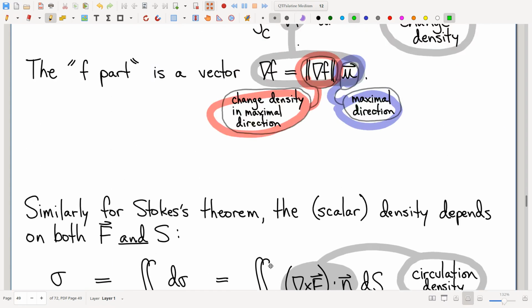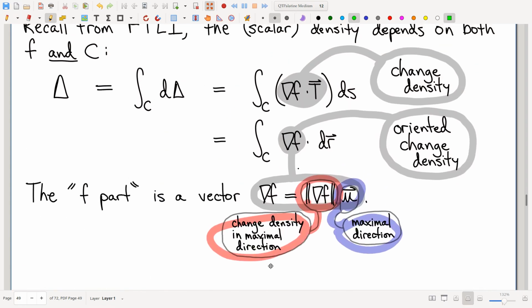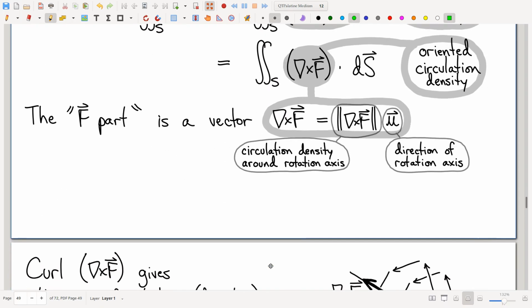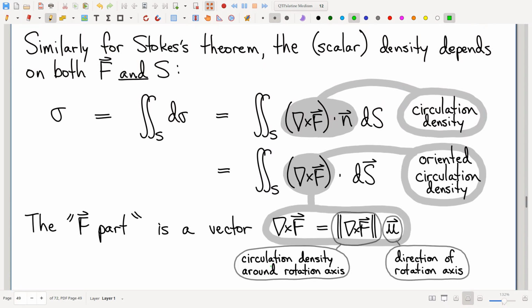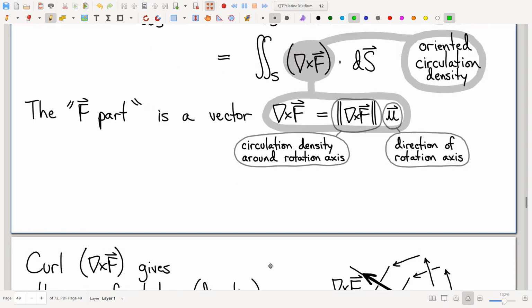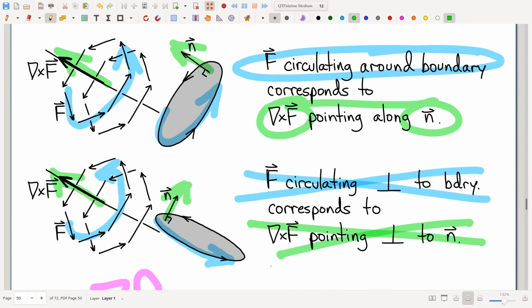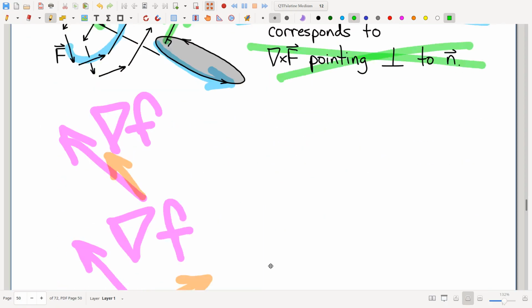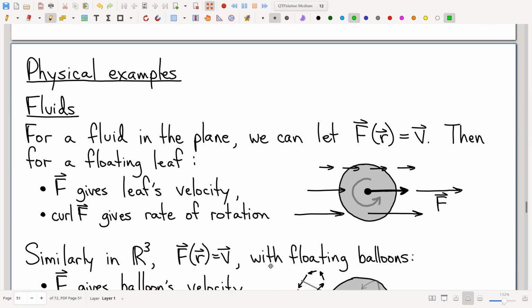I hope you'll spend a little time, again, thinking about the algebraic comparison here between the fundamental theorem of line integrals and how we develop Stokes' theorem, how we interpret the integrands as oriented densities, and how geometrically they're different, but kind of analogous. Okay. All right, we'll do a little bit on the physical examples.